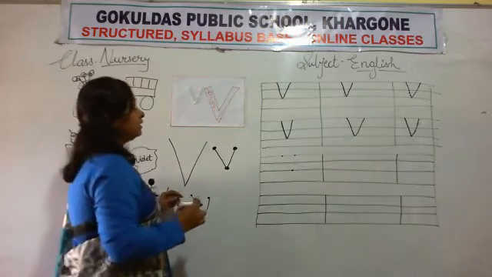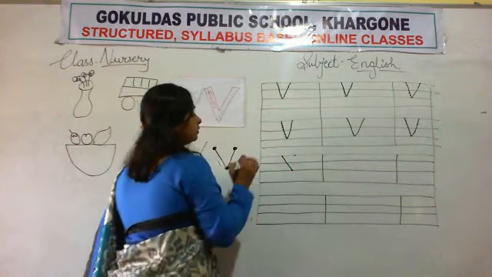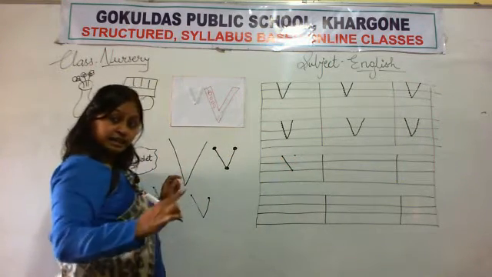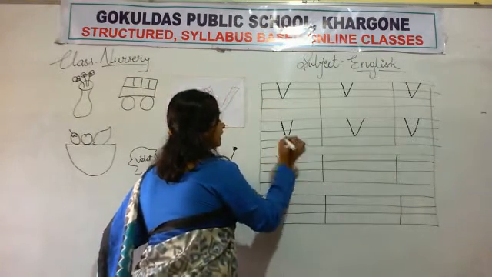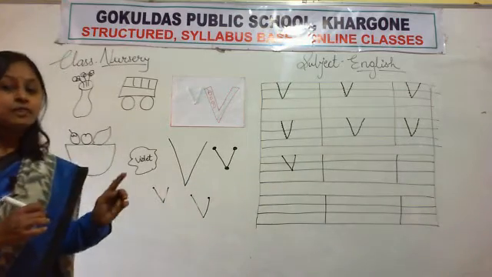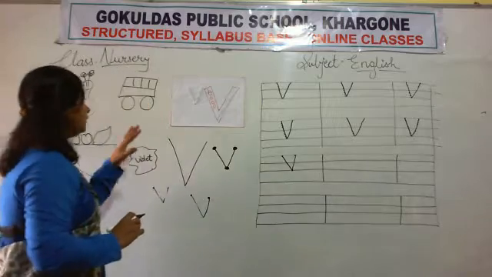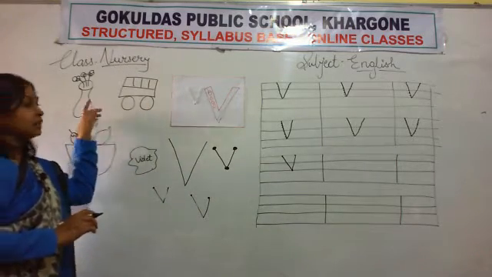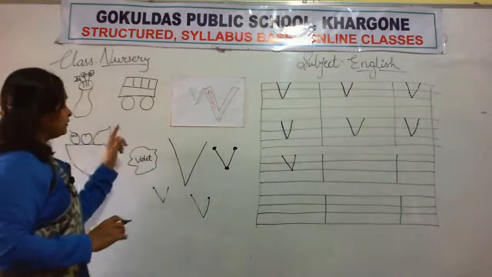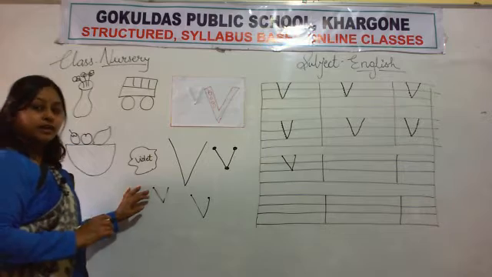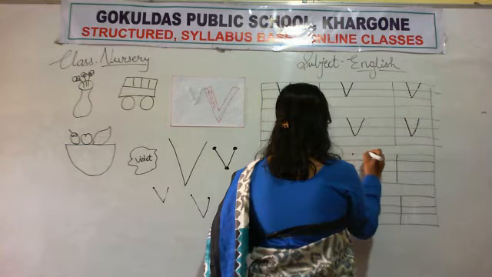Now look here. From the upper dots to the down dots, a slanting line. And from down to up, a slanting line. So which letter will form? Letter V. V for vase, V for van, V for vegetables, V for violet color. Okay? Very good.